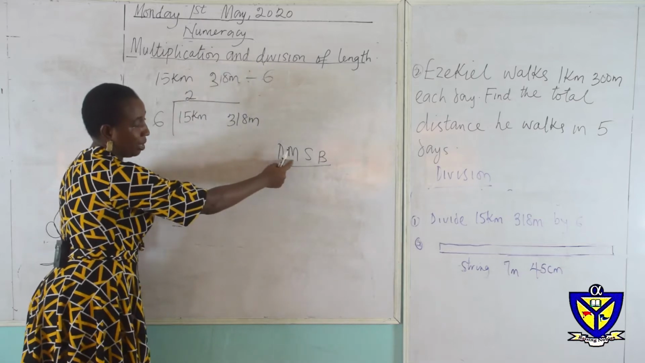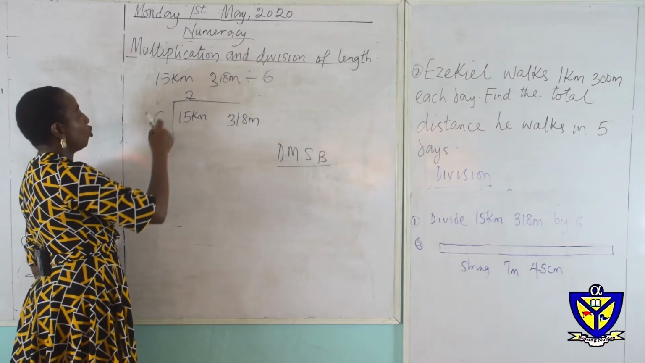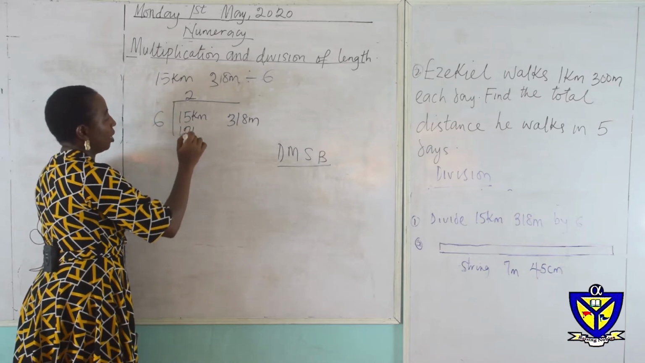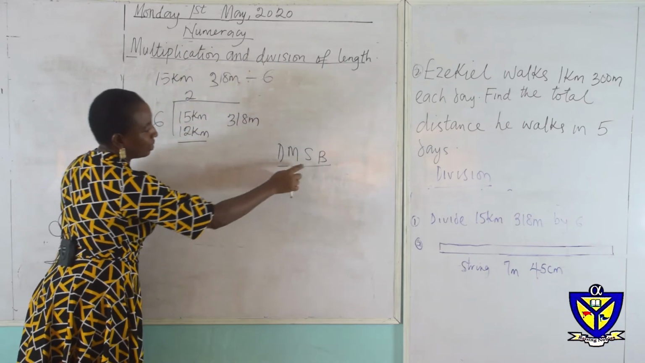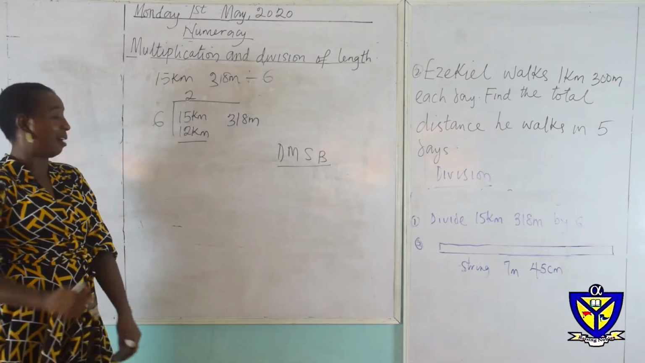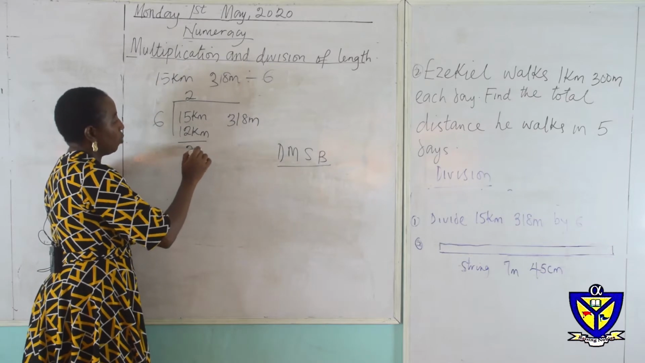Then the next thing is multiplication. So you're going to multiply 2 by 6, rather. You're going to have 12 kilometers. Now, the next says subtract. Now, take away 2 from 5. What are you going to have? Of course, you're going to have 3 kilometers.